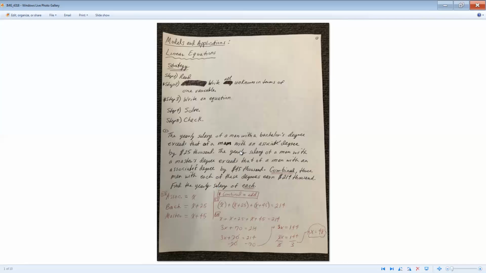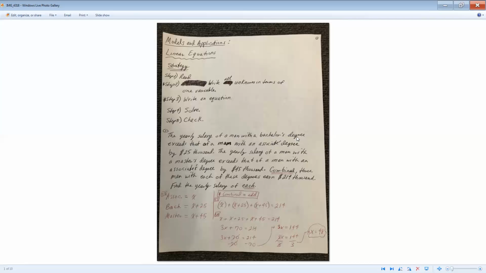So we recognize first that we have 3 unknowns here. We have the man with the associate's, the man with the bachelor's, and the man with the master's degree. Also, we recognize that in each description, the bachelor's degree is described using the man with the associate's degree. Then the man with the master's degree is described using the man with the associate's degree as well. So what we're going to do here is let the man with the associate's degree be X, and then we write the other ones in terms of X. So let the associate's degree be X, and we go back to that first sentence.